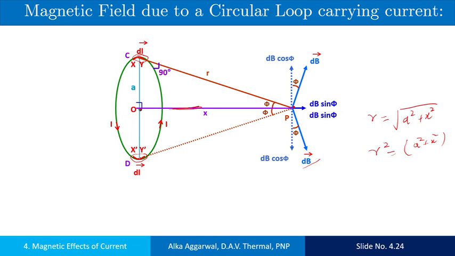The components are dB cos phi and dB sin phi. As these components are equal in magnitude but opposite in direction, they cancel out each other, and the net magnetic field at the point P due to the loop is only due to the component dB sin phi.